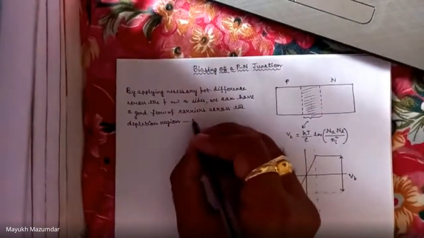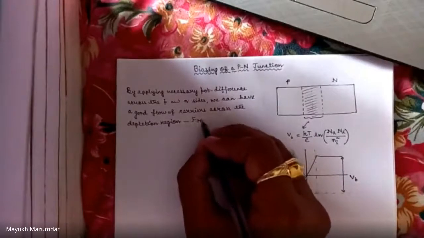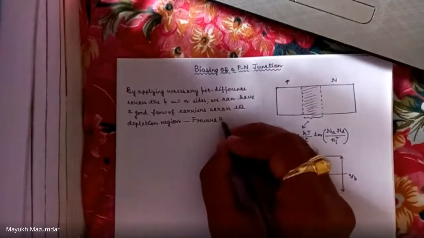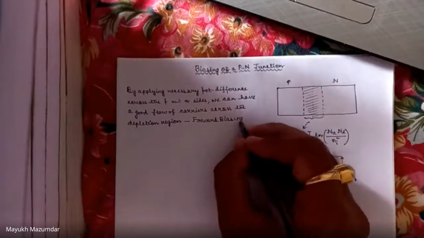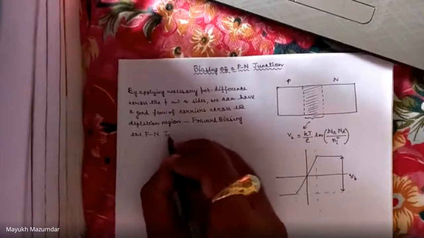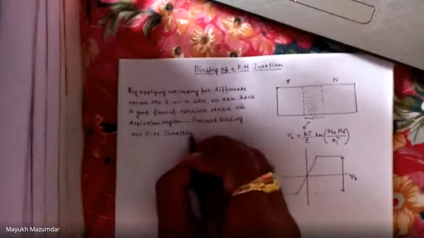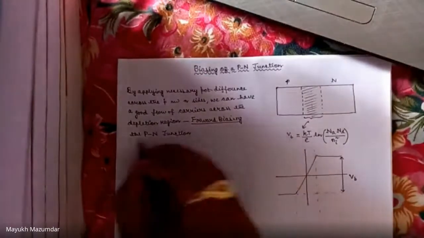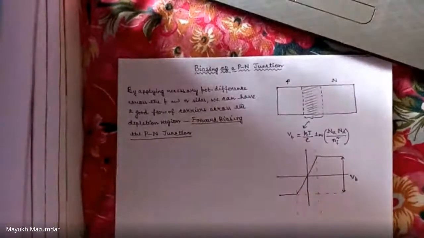Then this thing would be called forward biasing the PN junction. Got it? We have to apply such a potential difference across P and N such that there would be flow of carriers across the depletion region, and this thing is called doing forward biasing.